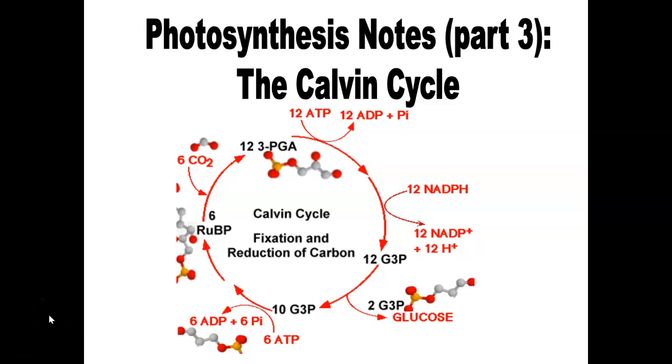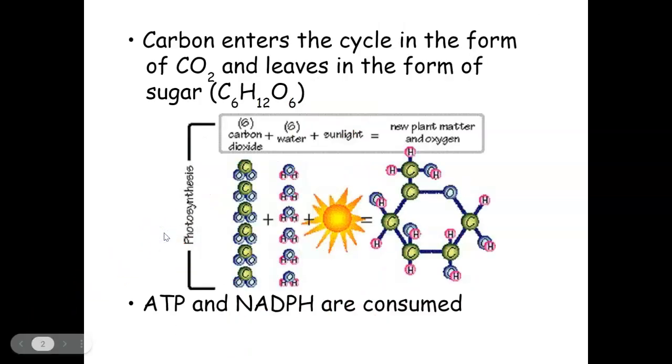The Part 3 notes will be on the Calvin cycle. In the Calvin cycle, carbon will enter in the form of carbon dioxide, which is an inorganic molecule, and it's going to leave in the form of an organic molecule, a sugar, for example, glucose, C6H12O6, according to the equation. In this process, both ATP and NADPH that are made in the light reactions will be consumed.